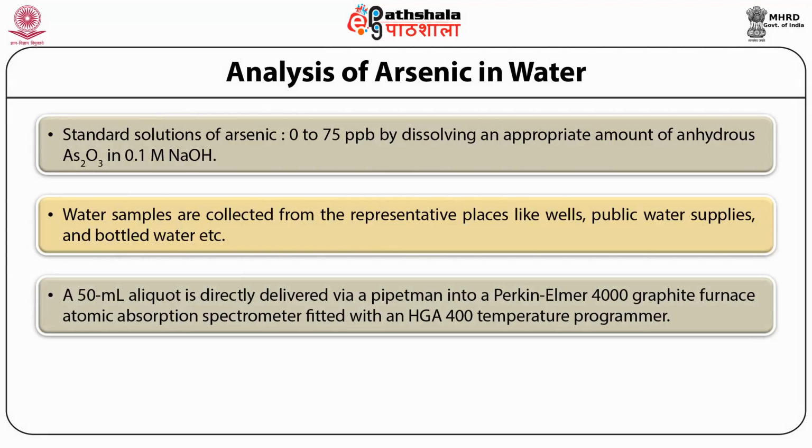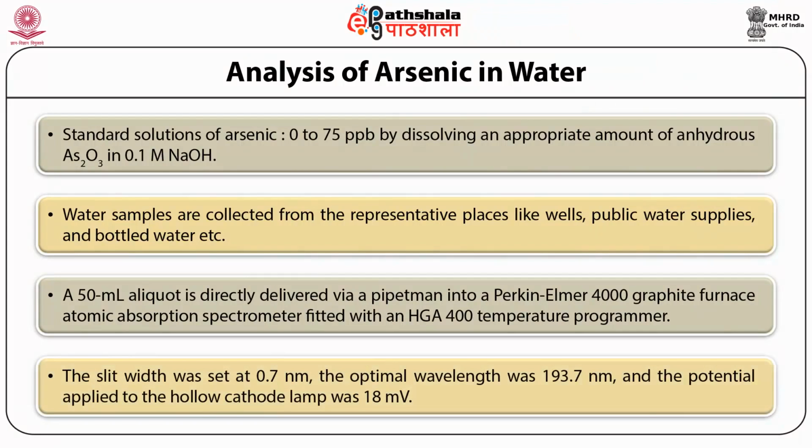A 50 microliter aliquot is directly delivered by a pipette into a Perkin-Elmer 4000 graphite furnace atomic absorption spectrometer fitted with an HGA 400 temperature programmer. The slit width set at 0.7 nanometer and the optimal wavelength of 193.7 nanometer, with a potential applied to the hollow cathode tube of 18 millivolt, is the optimum condition for measuring arsenic in water.